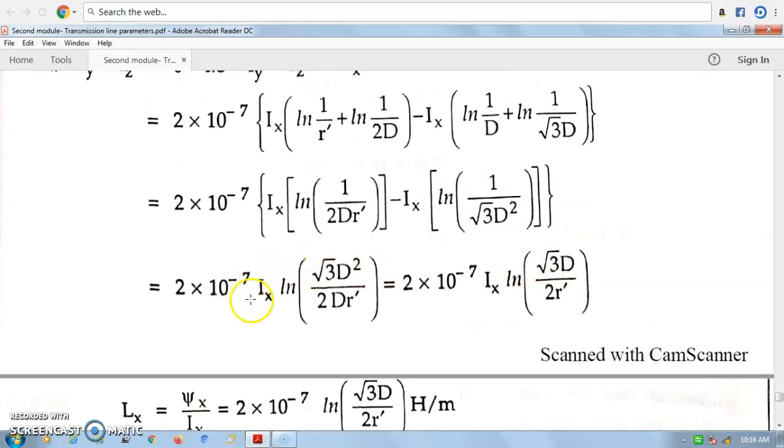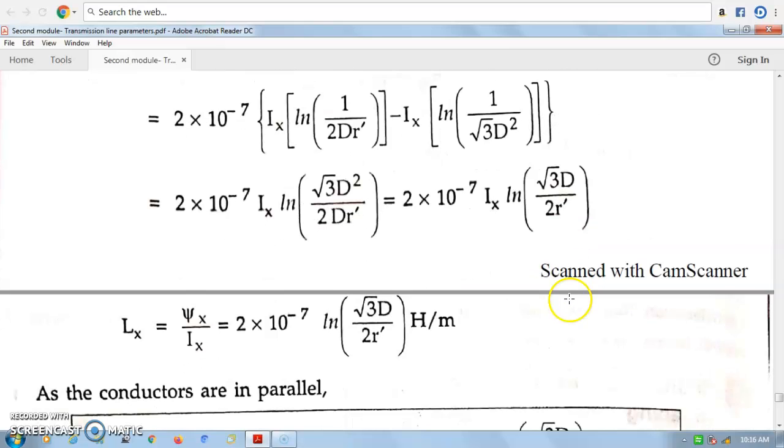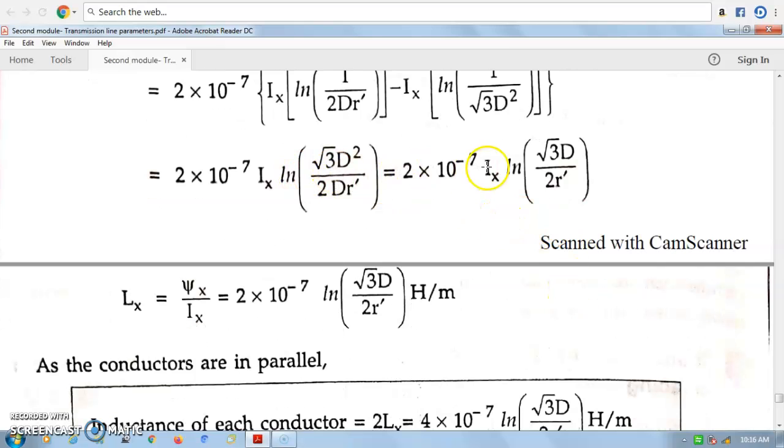Next, Ix take it common here. Ln of this term minus ln of this term. Ln of 1 divided by 2d r dash divided by 1 divided by root 3d square. Therefore root 3d square comes in the numerator, over 2d r dash. D gets cancelled here, and you will get root 3d divided by 2 r dash. This is the flux at the X conductor.